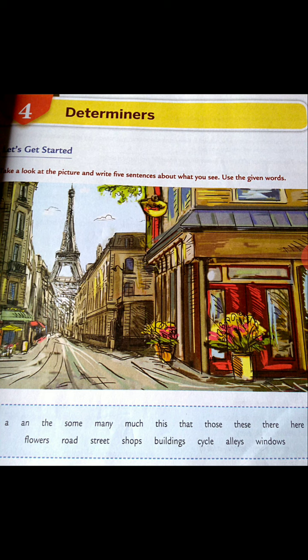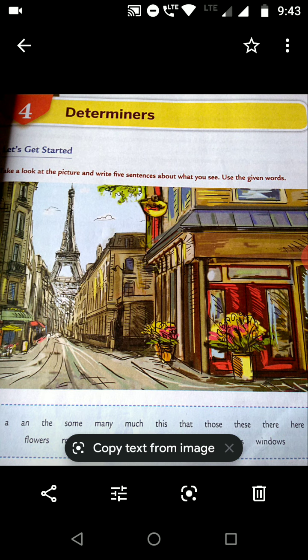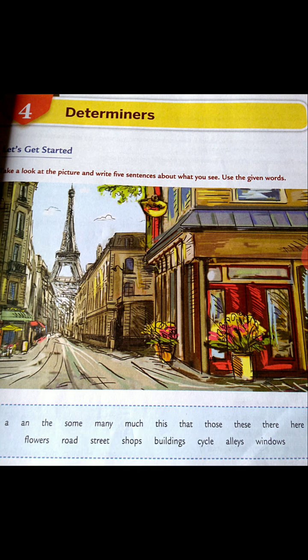So the work of the determiners is to identify the noun that is being talked about or referred to in a sentence. The noun which we are talking about in a sentence, children, we are telling somebody about that noun. So determiners identify those nouns. So determiners, we have this, then that, several, then those, these, there, the, some, many, much. So all these are determiners.